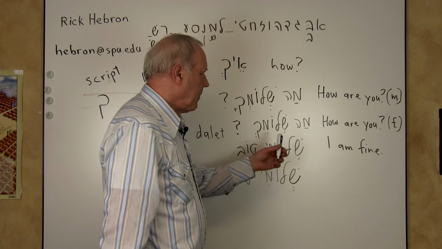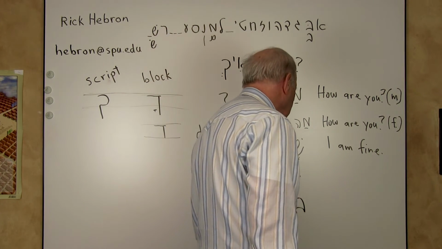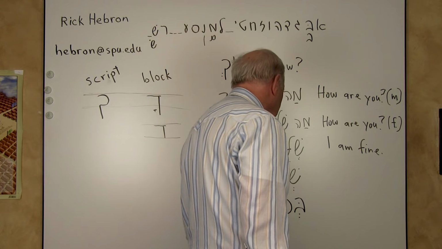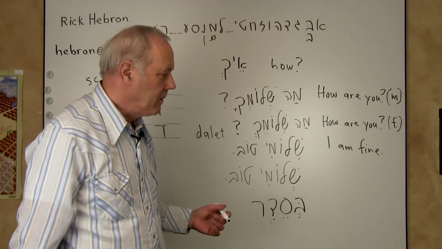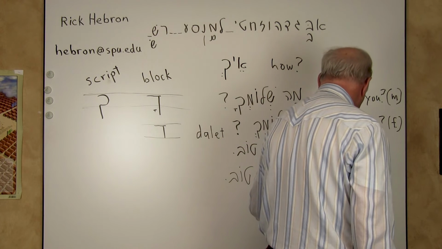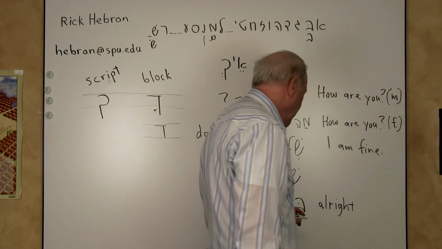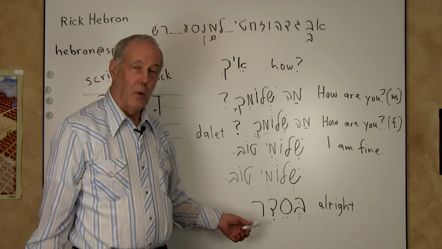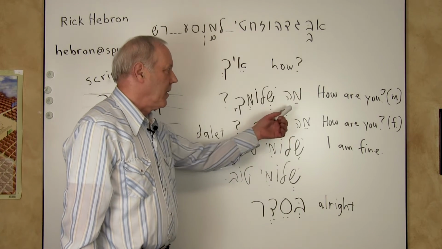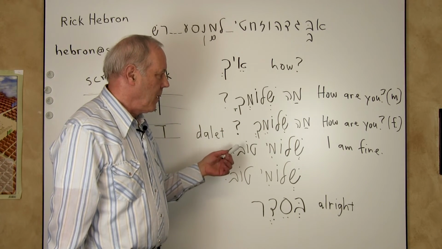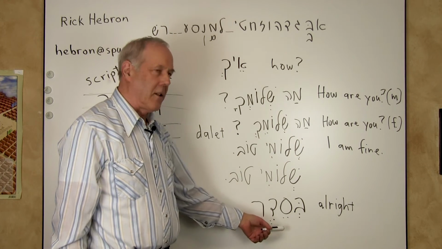There would be another answer for how are you. You could say beseder. Beseder means all right, okay. Seder means order. Beseder, in order. So somebody might say mashlomcha, and you could say shlomi tov. If you're a woman, they might ask you mashlomech, and you might say beseder.